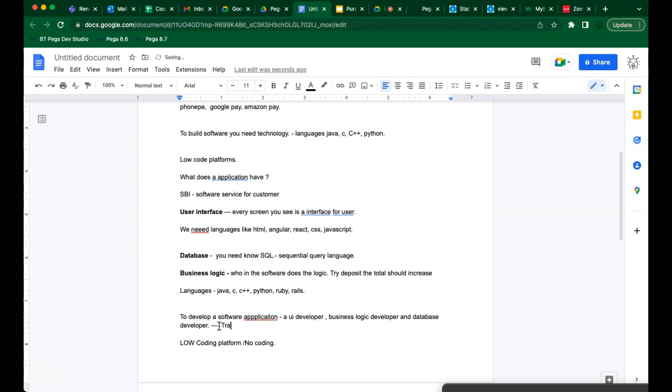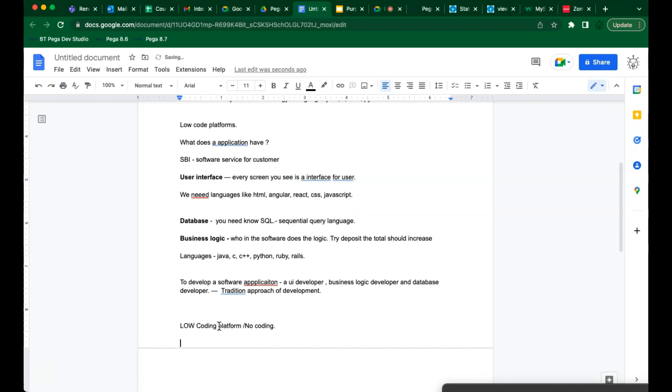if this is a traditional approach of development, which is slow. What are the drawbacks with the traditional approach? It is slow, too much dependency on too many people, right? And development is really hard. If you don't know these languages, you can't develop the application at all. Anything goes wrong, you need to have an expert to fix it. Not anyone can do it.